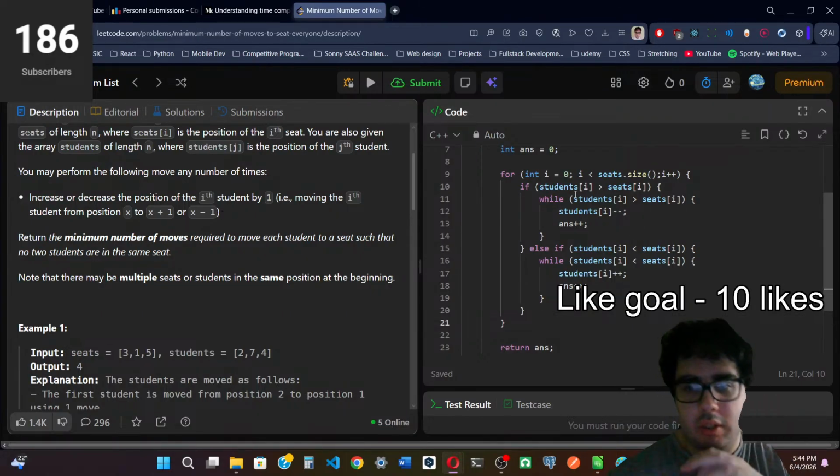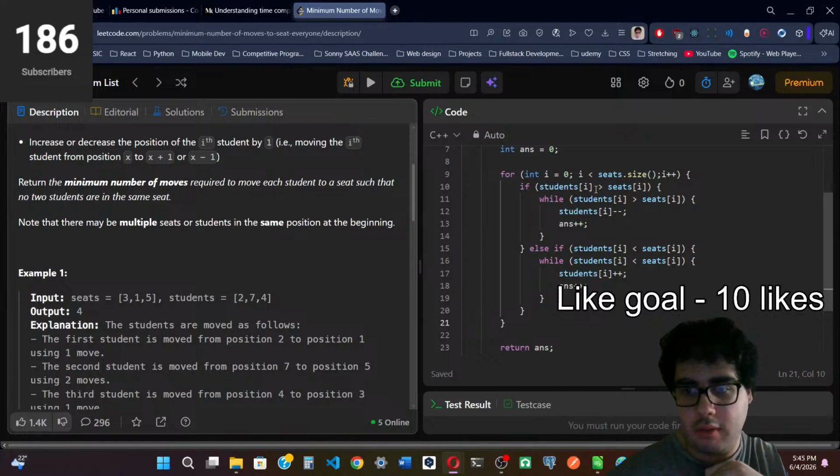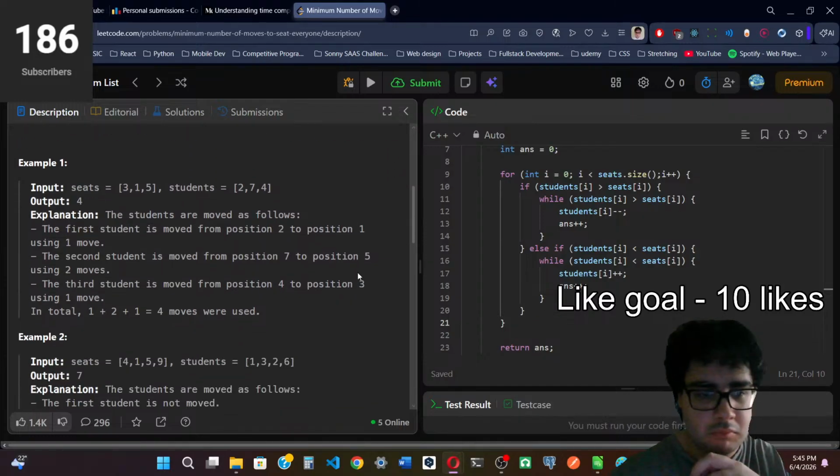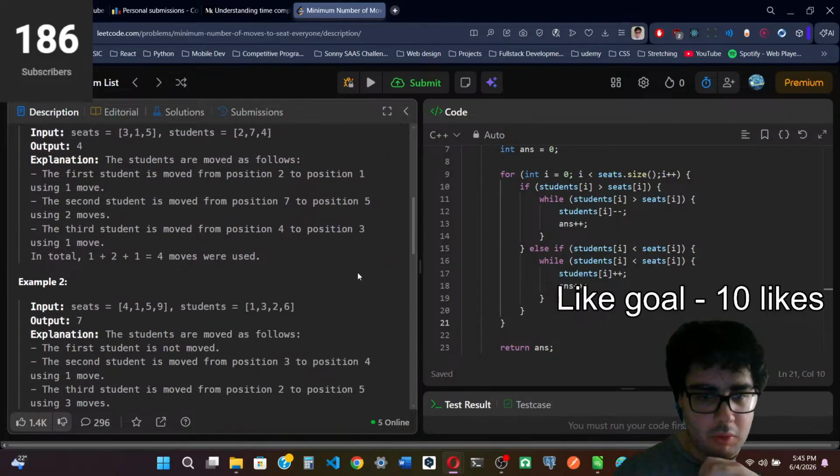So actually, what am I checking? If students[i] is greater than seats[i], then if seats[i] is greater than students[i]. So in this case, increment.